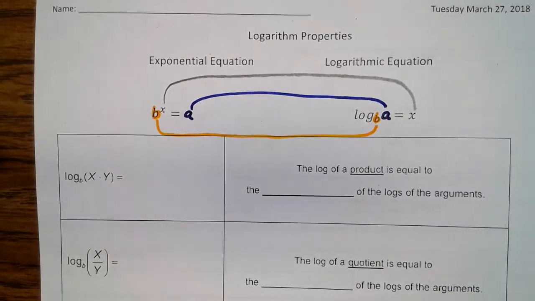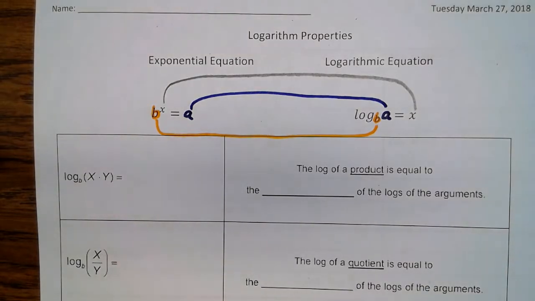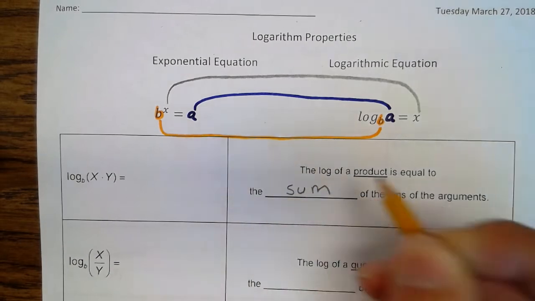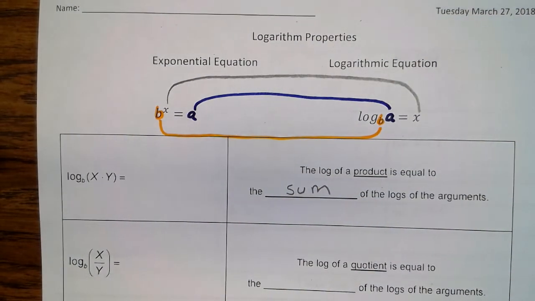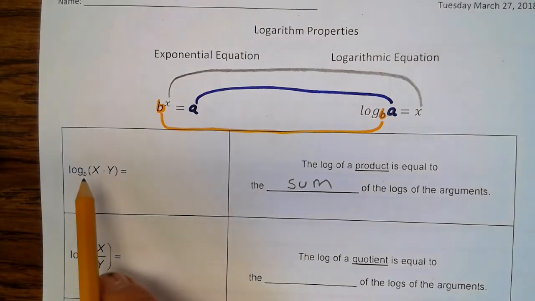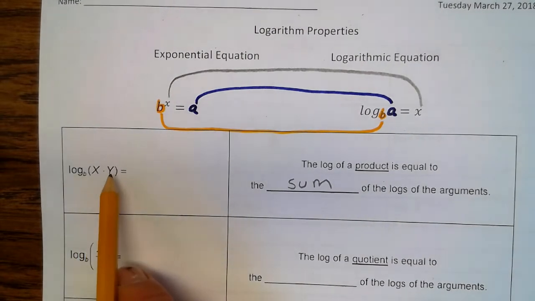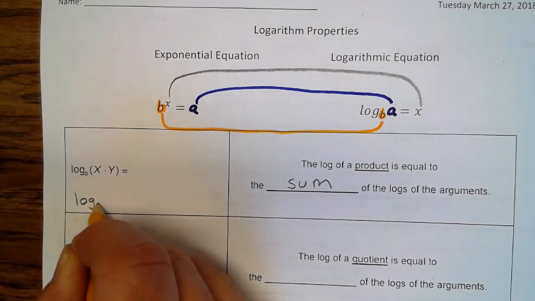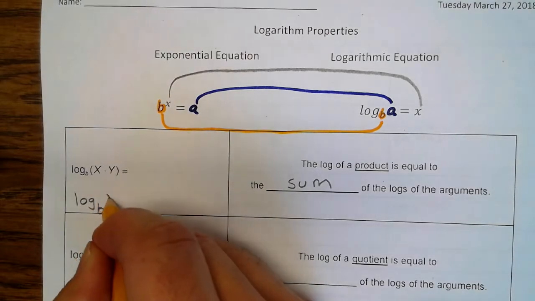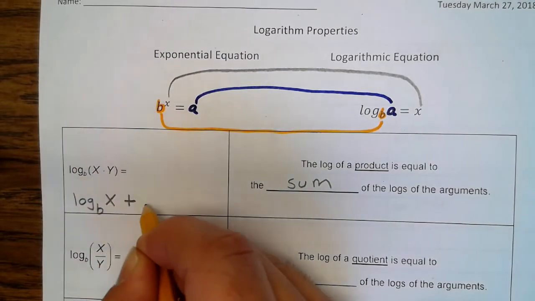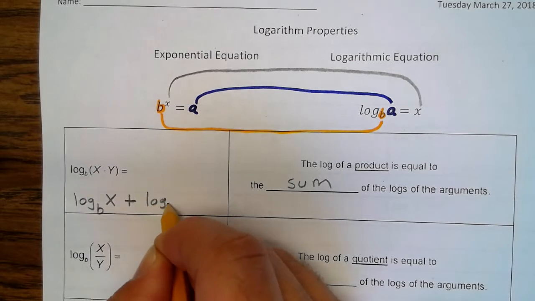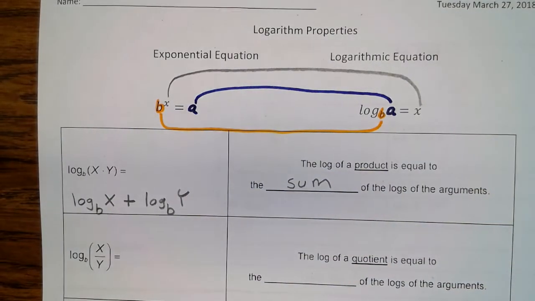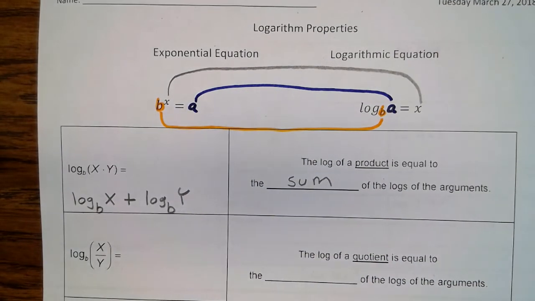All right, so here it says the log of a product is equal to the sum of the logs of the arguments. Okay, so if we have log base b of x times y, that's rewritten as log base b of x plus log base b of y. All right.